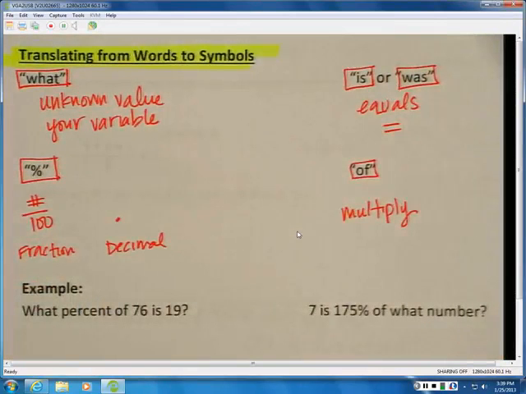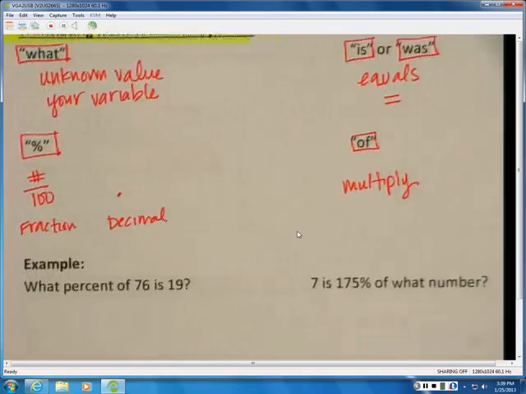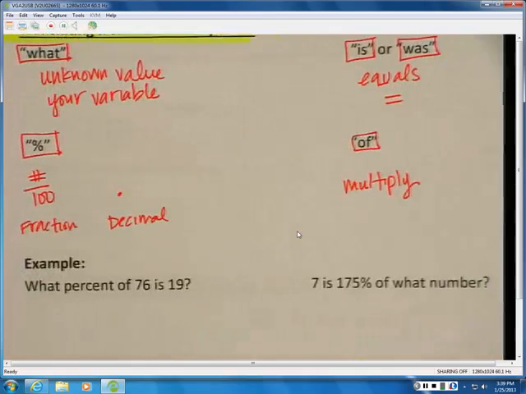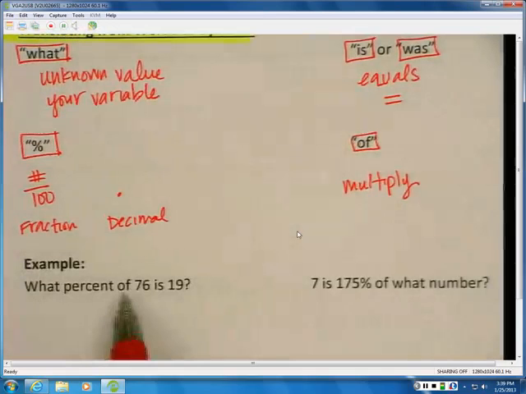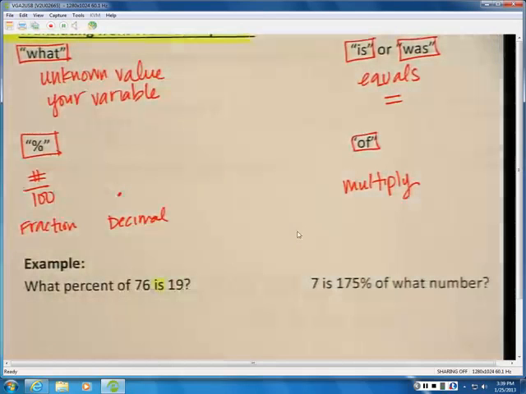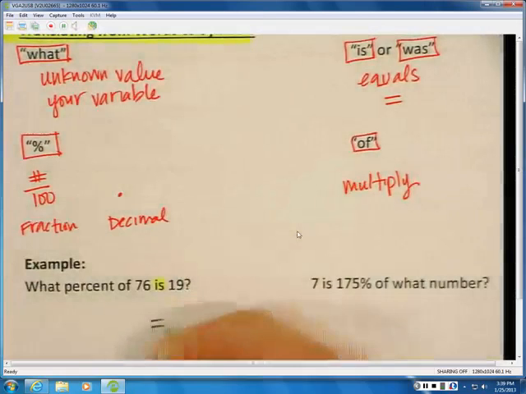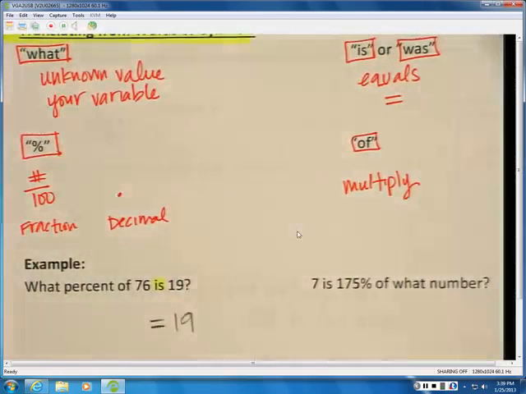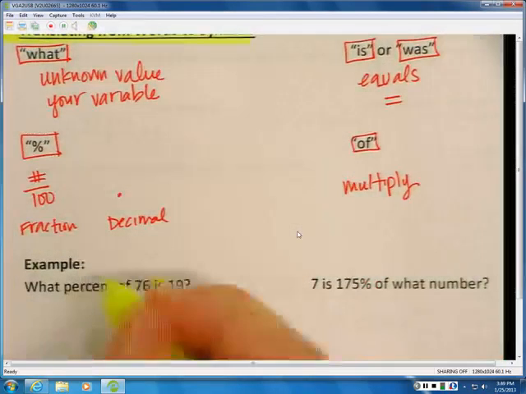So with our key phrases still on the screen, what percent of 76 is 19? We're going to diagram this looking for our key words here. I know what is means. Is means equals. Okay, so something equals 19. What percent? This is the thing I'm trying to find.